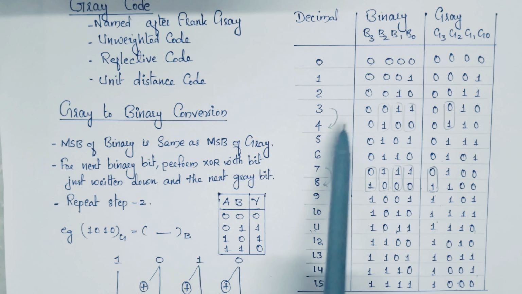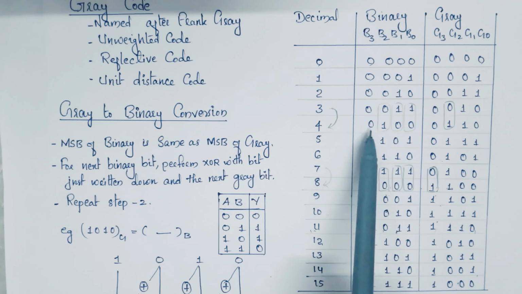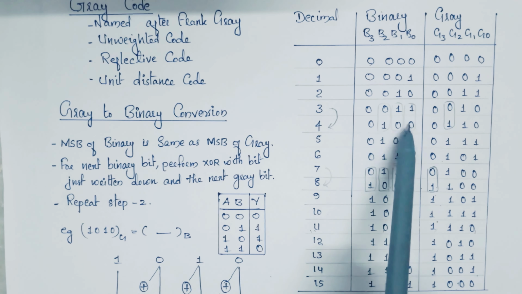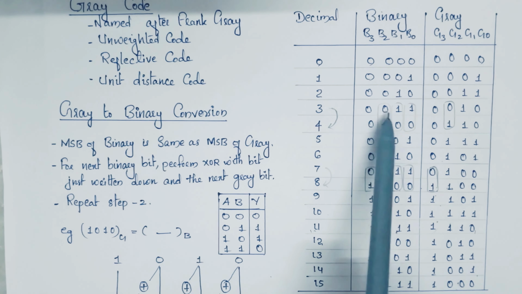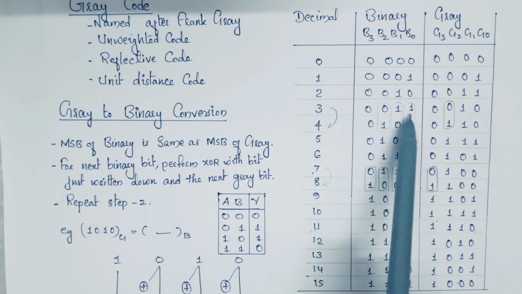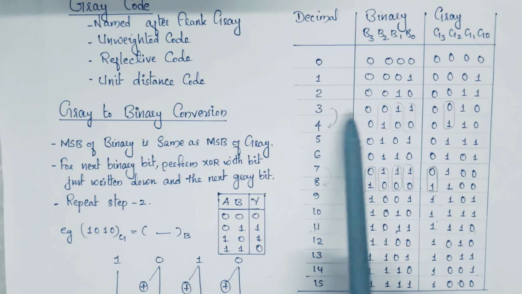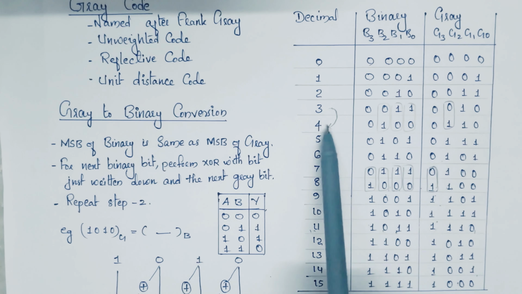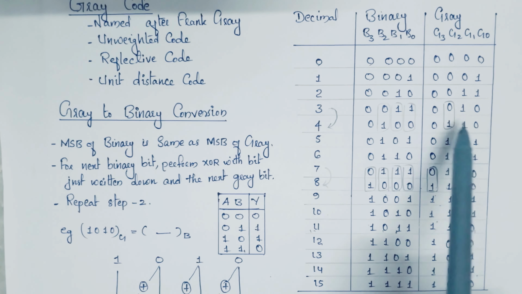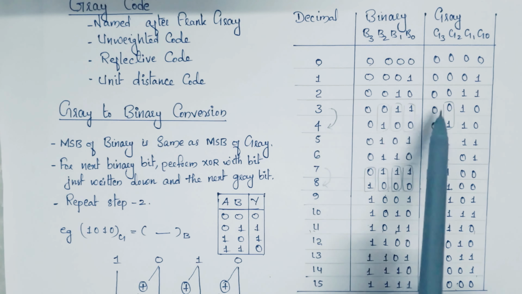For example, if you take the binary of 3 and 4, binary of 3 is 0011, binary of 4 is 0100. How many bit changes can we observe here? 0 to 0 no change, 0 to 1 changed, 1 to 0 changed, again 1 to 0 changed. So a total of 3 bit changes. But at the same time, 0010 is the Gray code for 3 and 0110 is the Gray code for 4. Here how many bit changes can we observe? 0 to 0 no change, 0 to 1 changed, 1 to 1 no change, 0 to 0 no change. So only one bit change is required to switch from the decimal number 3 to 4 in Gray code.